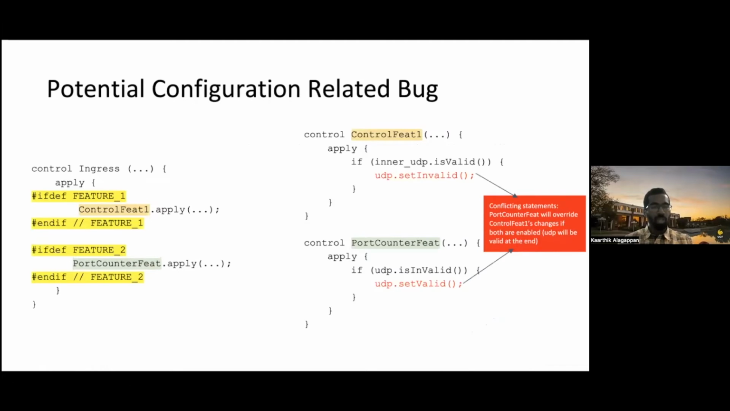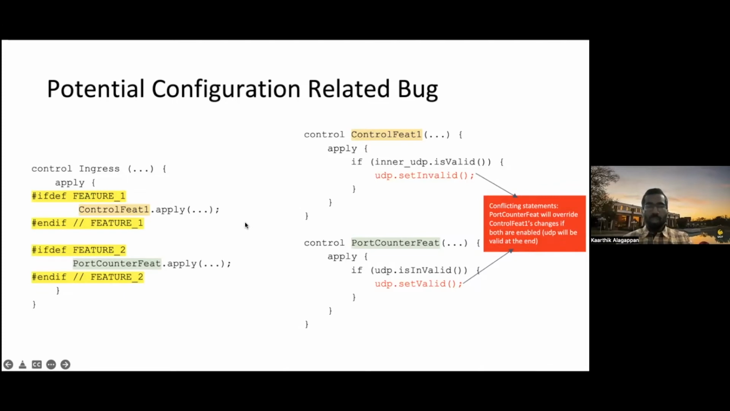For example, in the code block on the left side, the developer is using two preprocessor flags to enable two control blocks. If feature one is enabled, the feat one control block is invoked, where we set the UDP's validity bit to 0, or invalid in this case. And if feature two is enabled, we invoke the port counter feat control block, where we set the same UDP validity bit to 1, so to be valid.